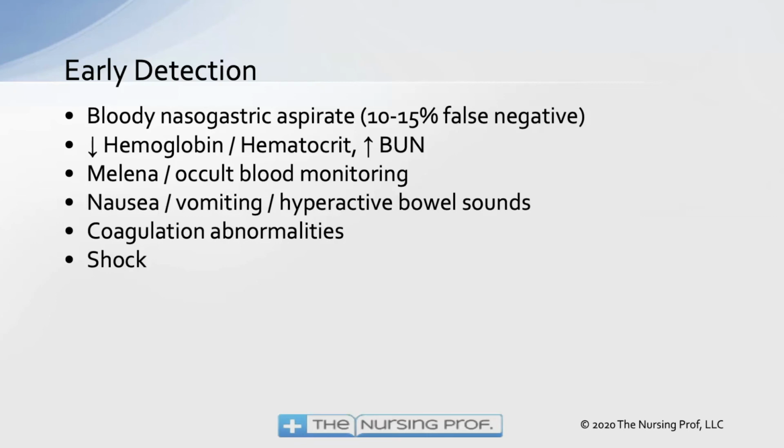Decreased H&H with an increase in BUN. Now, this piece here is important. There's lots of situations that can cause a decrease in H&H. There's lots of different situations that cause that. But if we also at the same time have an increase in BUN, we should be thinking about a GI bleed.